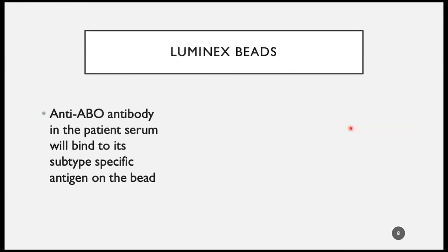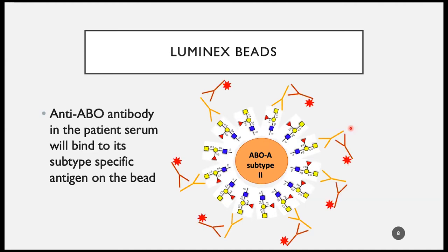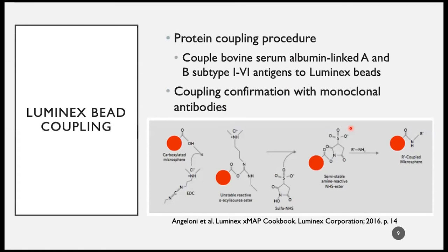So to help visualize how this works in our assay, this is our ABO subtype 2 bead. And any anti-A2 antibodies that are present in the patient's serum will bind during the incubation. And then we can add our phycoerythrin or PE labeled secondary antibody that we can use to detect any bound patient antibody. But first, to prepare the Luminex beads for our assay, we use a premade kit that has our reagents to couple bovine serum albumin-linked ABH subtype antigens to the Luminex beads. And then in order to ensure that the coupling was successful, we use fluorescently labeled monoclonal antibodies to ABH subtype antigens.